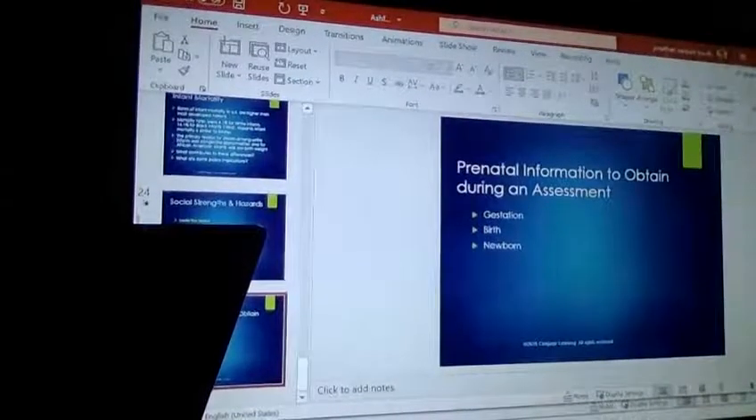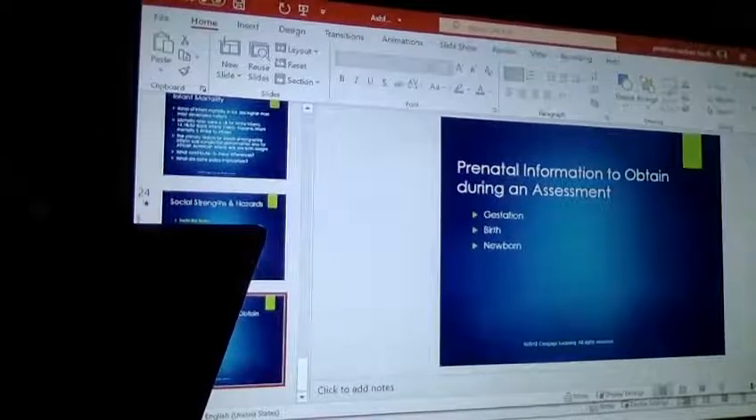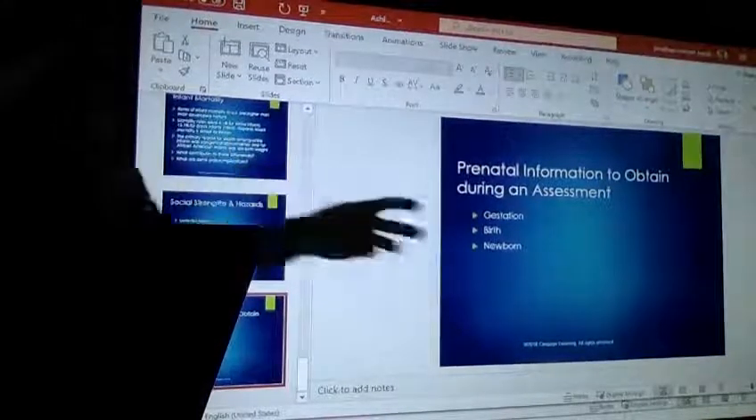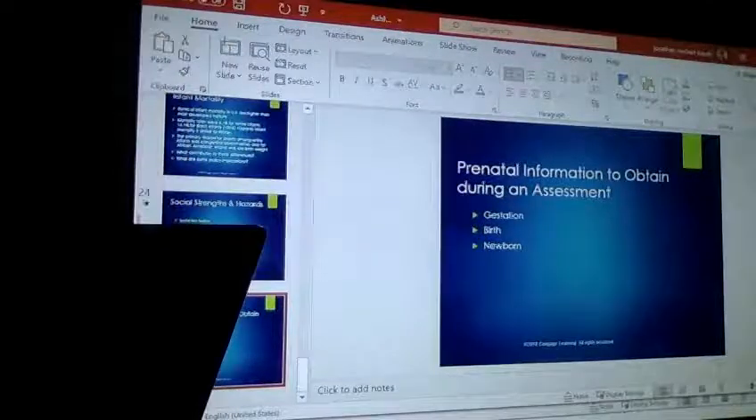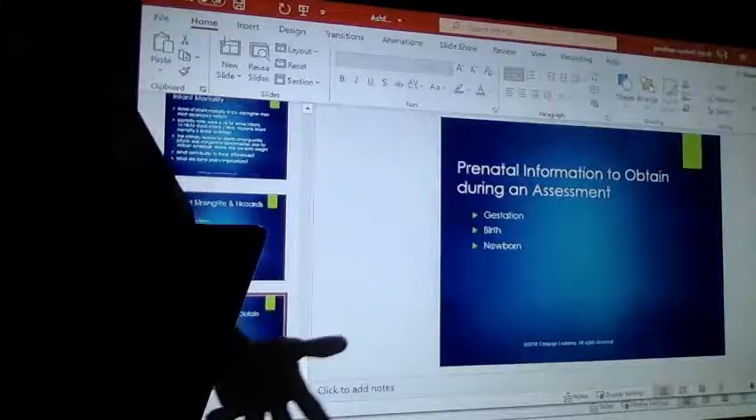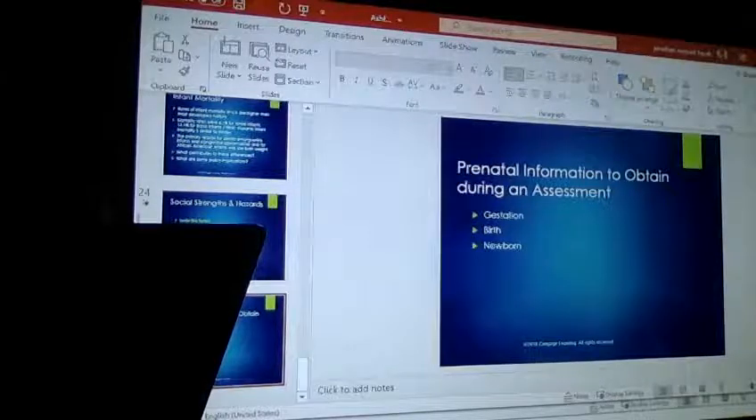Here's your last one. Okay, prenatal information to obtain during an assessment. As a social worker, we want to ask about gestation and the birth, how it all happened. Was it traumatic? Did they have a C-section? And then ask about the newborn, like the weight, and if doctors had any diagnosis, and how we can help you as a social worker.